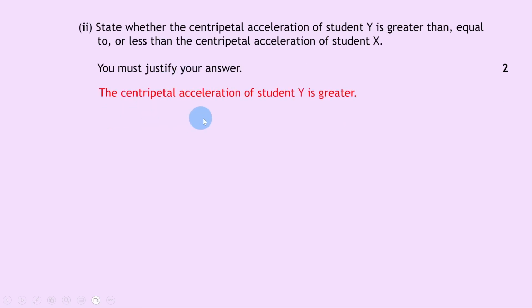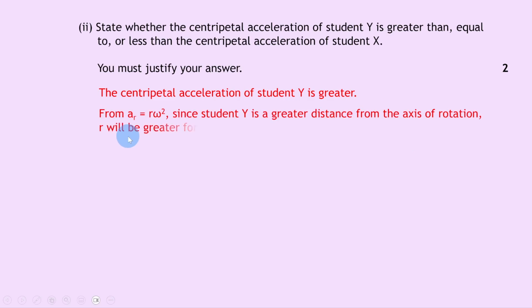Well, we can say that the centripetal acceleration of student Y is greater, and to justify this you can say that from the equation a_r equals r omega squared, remember that's one of our equations for centripetal or radial acceleration, since student Y is a greater distance from the axis of rotation, r will be greater for Y and omega is the same for both students. So if r is greater for student Y and omega stays the same just like before in part 1, then that means centripetal acceleration a_r will be greater since a_r and r are directly proportional.